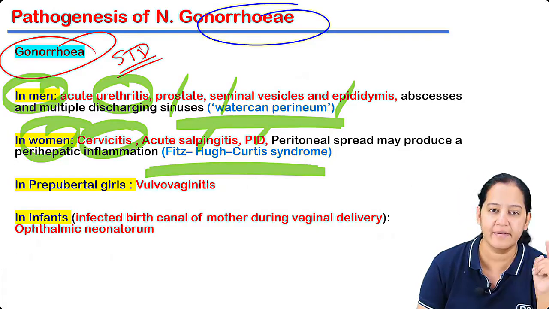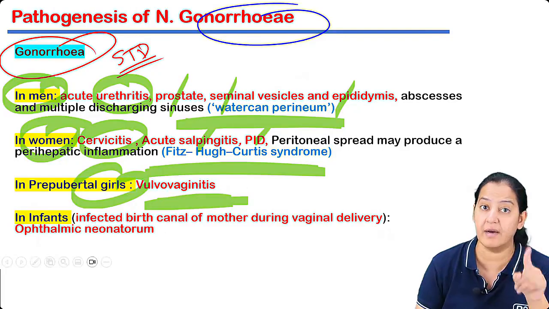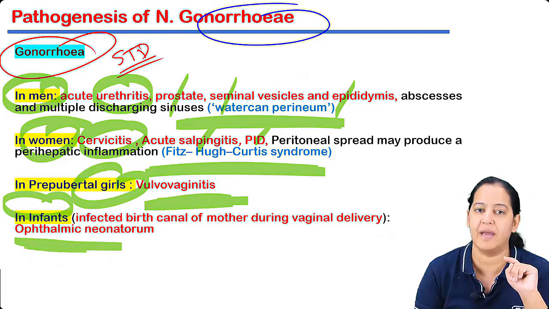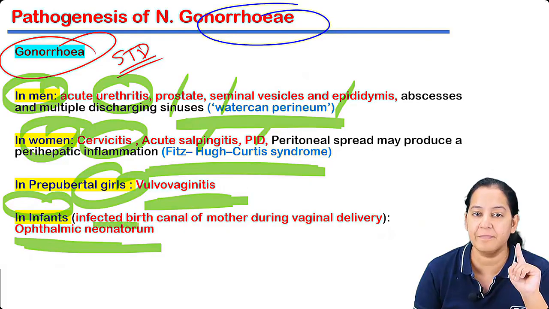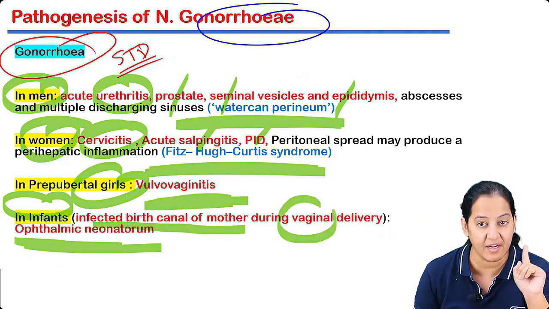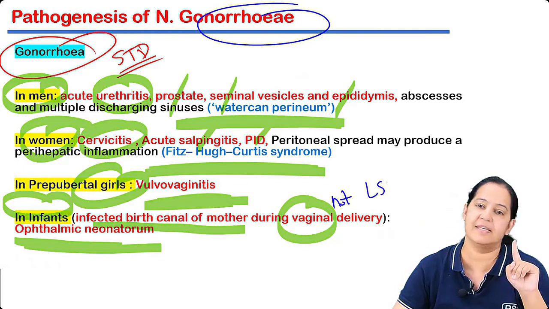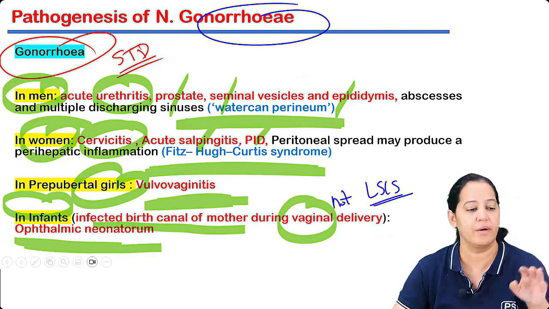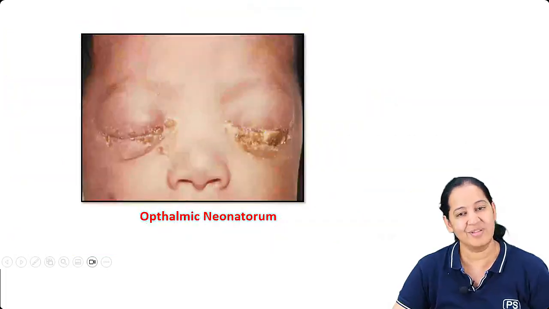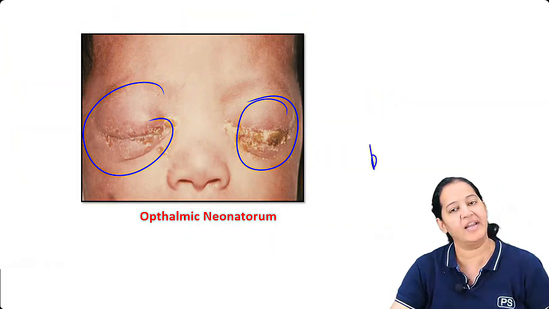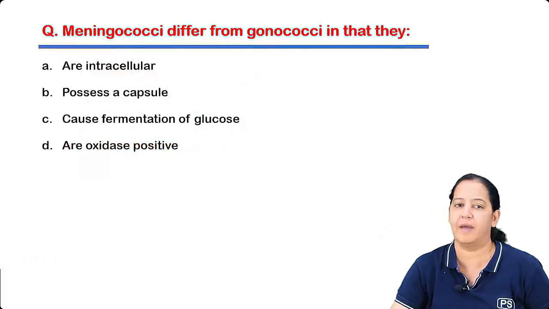Okay. In girls, it's vulvovaginitis. It's vulvovaginitis, not cervicitis. And in infants, it's ophthalmia neonatorum from the infected birth canal of the mother during vaginal delivery. If you wish, you can write not CS. Not CS. It will not happen in LSCS, in cesarean section. I hope you all got it. So that is gonorrhea. This is ophthalmia neonatorum. You can see the eyes have pus and the child can turn blind because of that. Ophthalmia neonatorum. We are done.